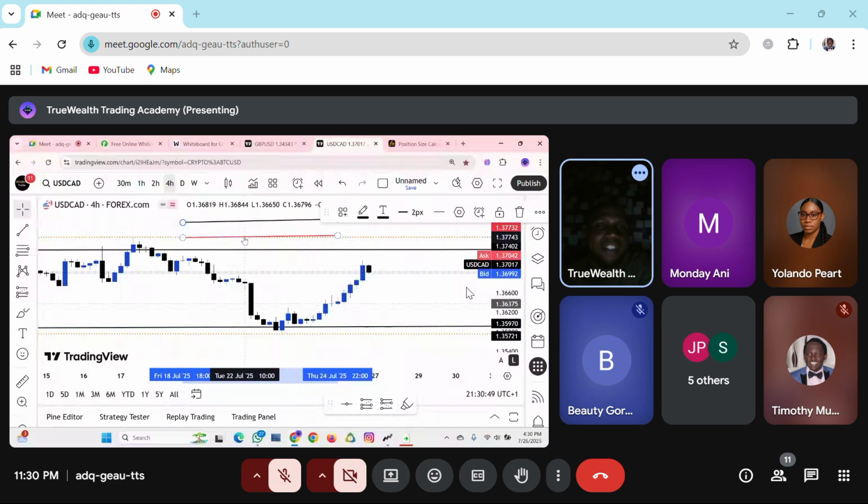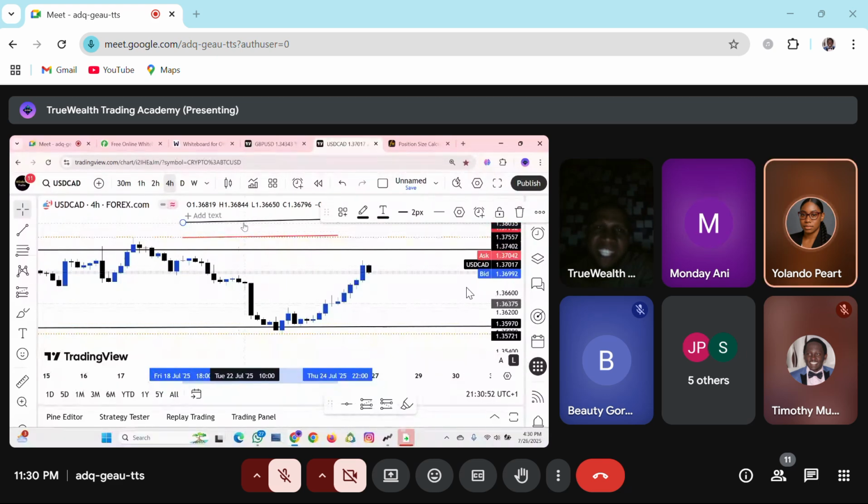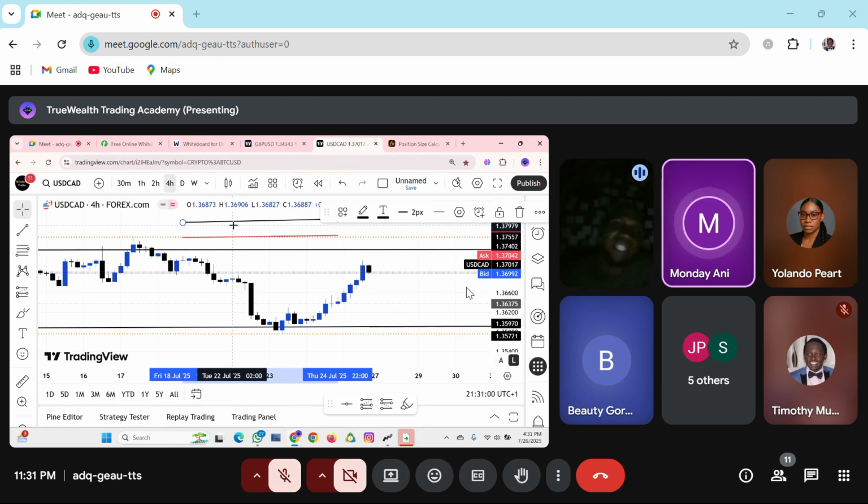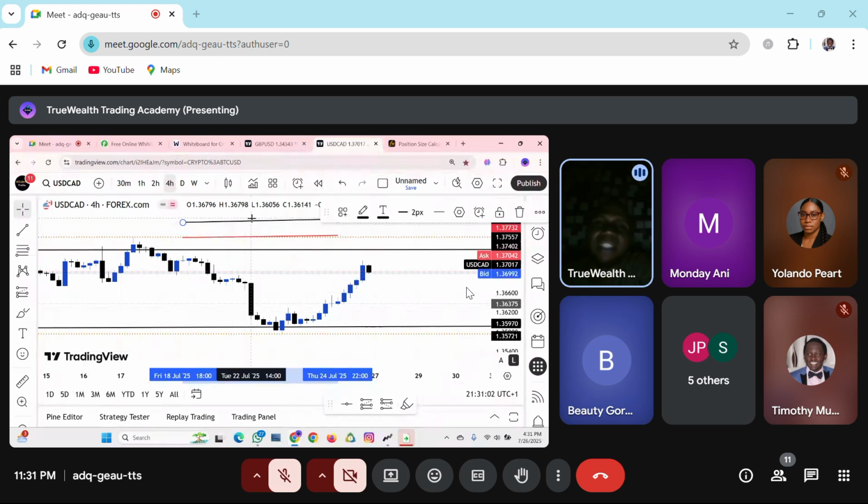Then resistance is your ceiling. Why support is your floor, right? The floor you are standing on. Okay? So these things, this resistance and support levels, are called point of interest.